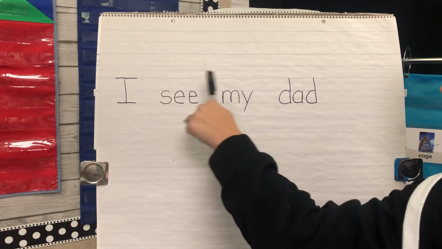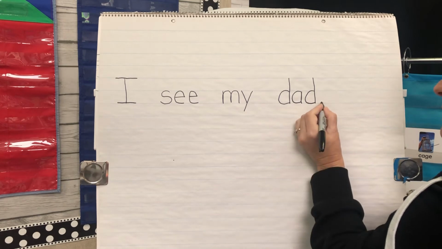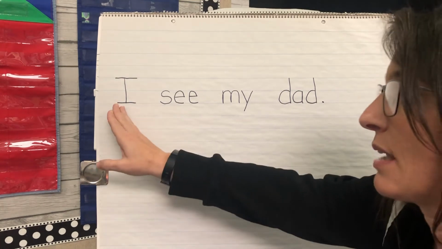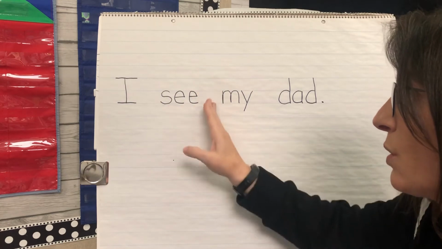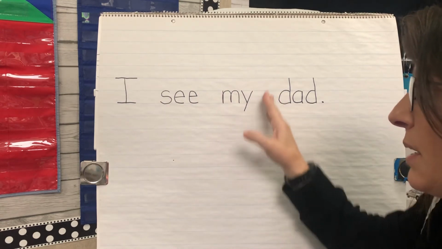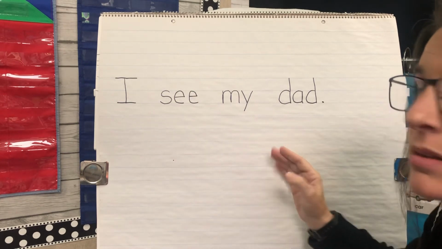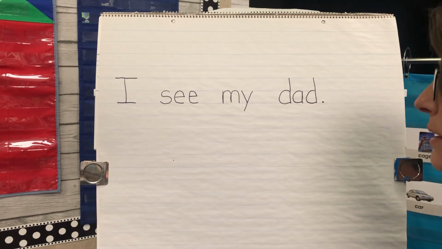I see my dad. Don't forget a period at the end of your sentence. It's really important. Now I want you to notice something about my sentence. I started with a capital. I have a space between each word that I made so that my words are separated by a space. And then at the end of my sentence, I put a period. And that's how we write a sentence.